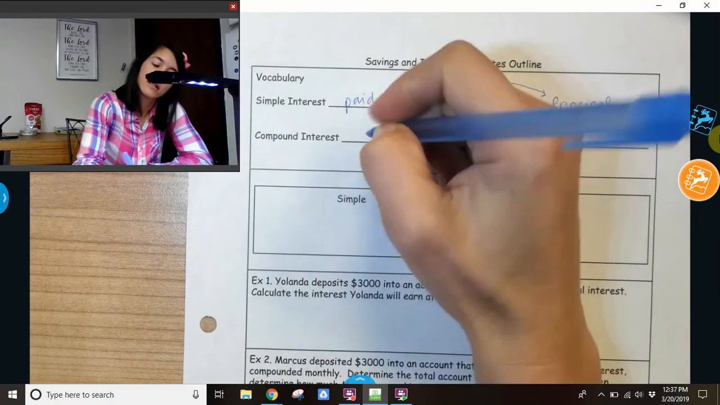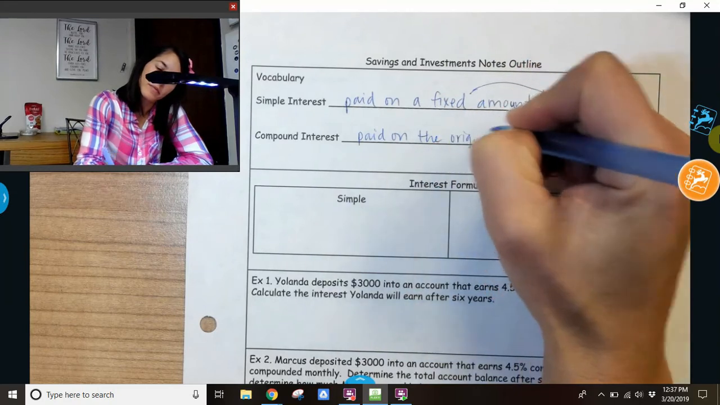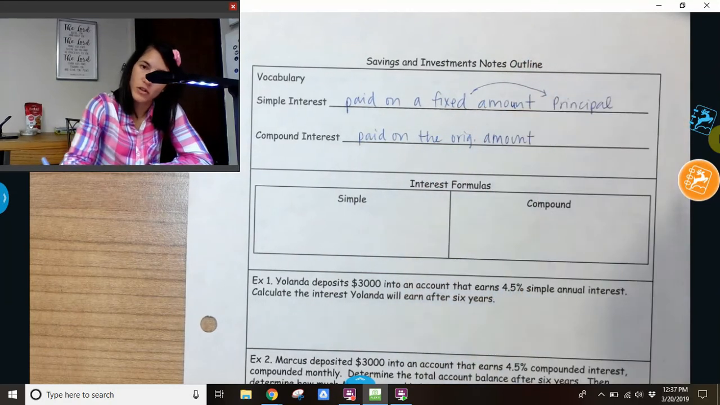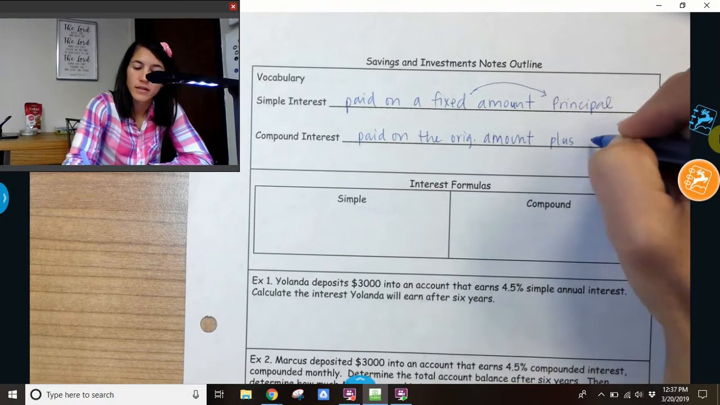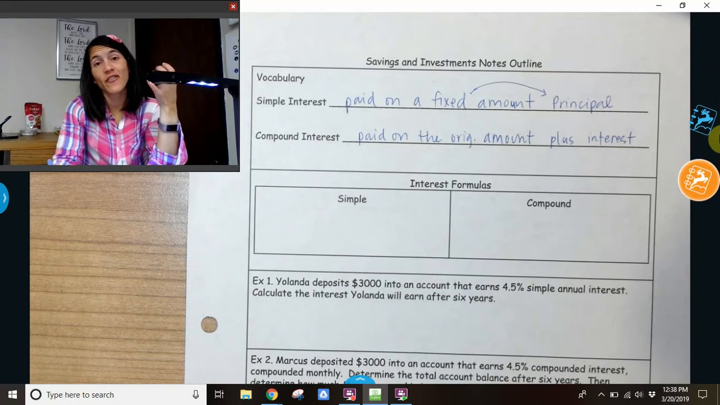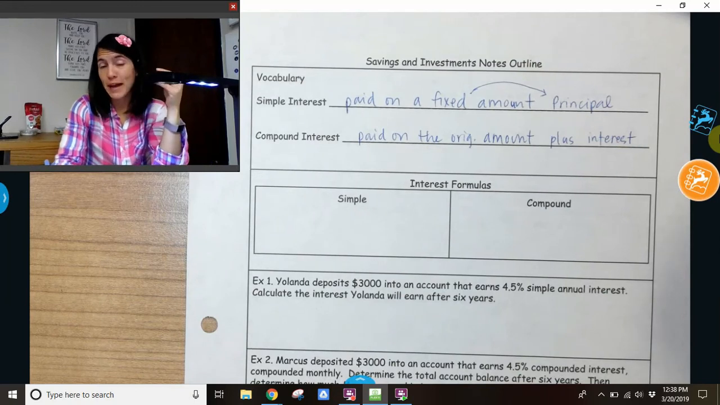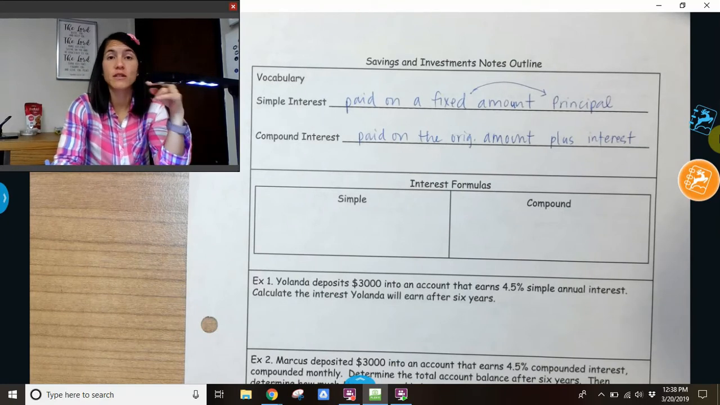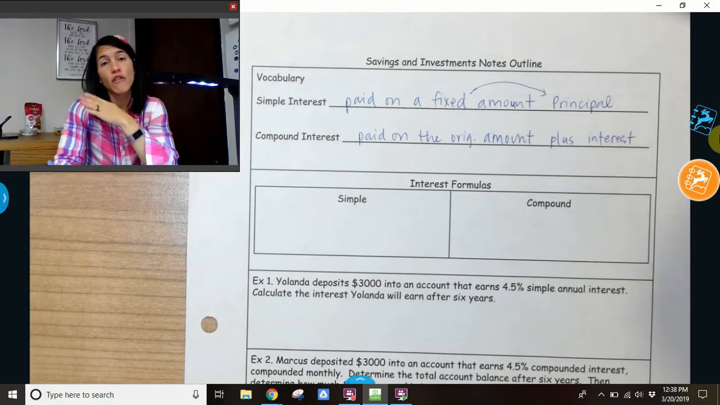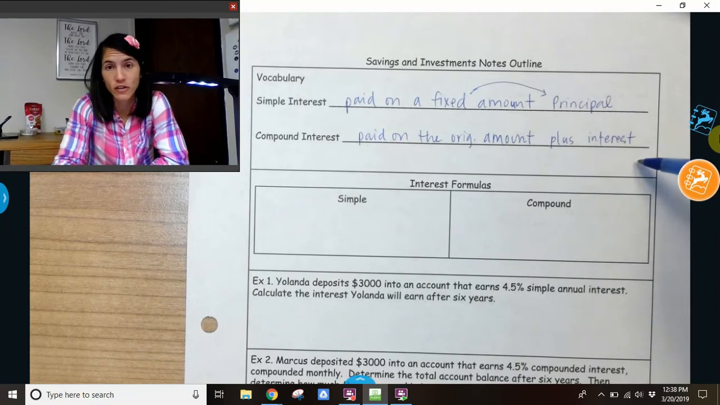Compound interest is paid on the original amount, also called the principal, plus the interest. What makes compound interest different is each year when you earn interest, that's added to your original amount, and then interest is built on that, and then added back, and then more interest and more interest. All the interest you've earned every so often is put back in with that original amount, and so you're earning interest at a higher rate, essentially, with compound interest.